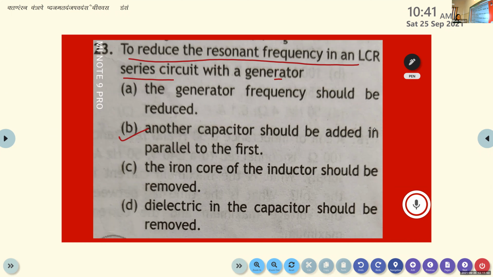So from this question, you get one more point. The resonant frequency is inversely proportional to inductance L and capacitance C. So here we can explain this given phenomenon with the help of the second option. Another capacitor should be added in parallel to the first. Then what happens? Effective capacitance increases. If the capacitance increases, resonant frequency decreases, and thereby the frequency of oscillation also decreases.